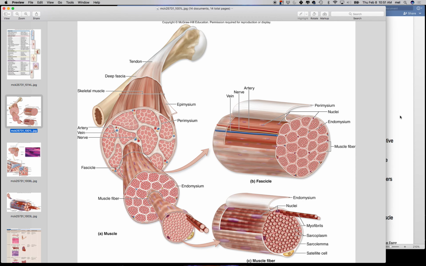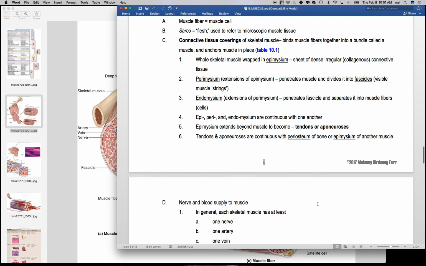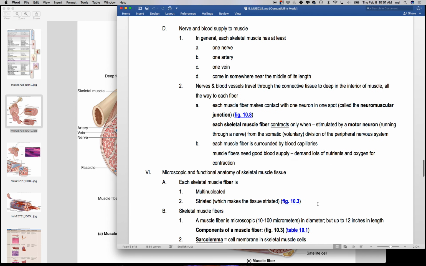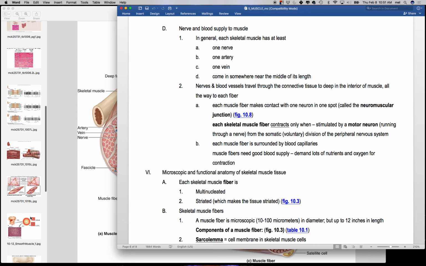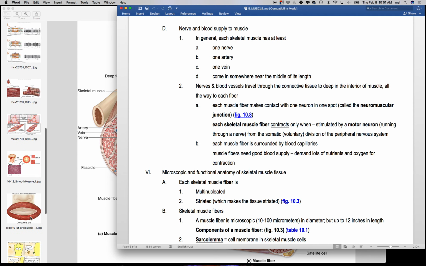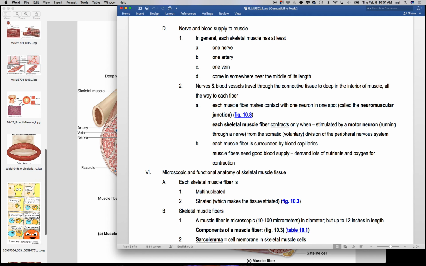Okay, all right. So now let's talk about nerve and blood supply to muscle. All right, so here's something that's true about muscle. It's like incredibly energetically expensive to run a muscle. So what do you think about its blood supply?